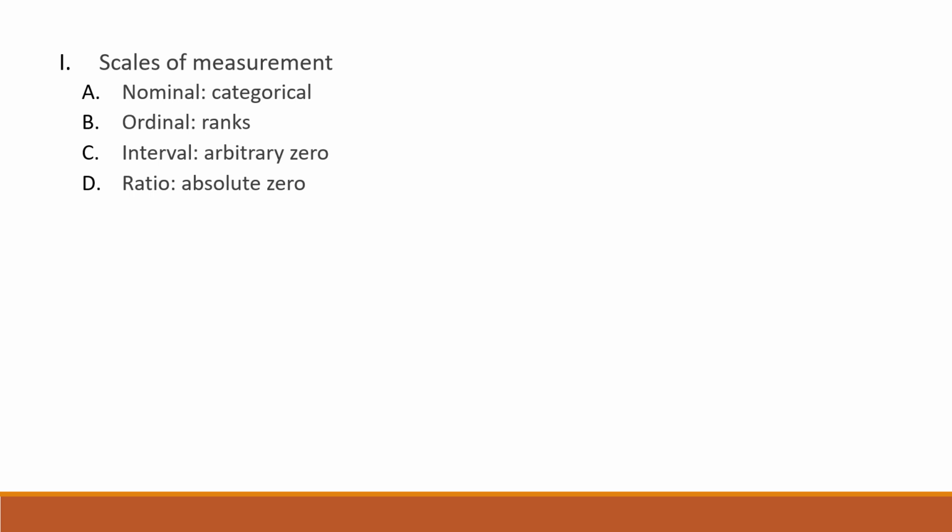Ordinal scales are for rank order data. So what place someone wins in a race, or how many stars a restaurant has. And as a reminder, we do not know the distance between these numbers.